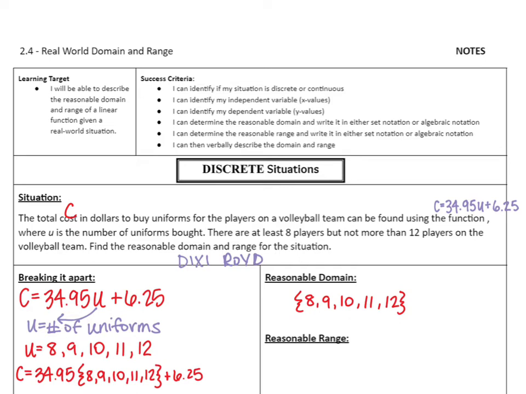Okay, and just as with the domain, there are certain specific total costs that I can have. Since I can only have a certain number of uniforms, there are a certain number of costs as well. So here are my lists for my reasonable range after I have evaluated all of the values for U. If I only get 8 uniforms, then my total cost is going to be $285.85. If I buy 9 uniforms, my total cost is going to be $320.80. And then so on and so forth for 10, 11, and 12. Again, I write those in those curly brackets, and those are my reasonable domain and range.